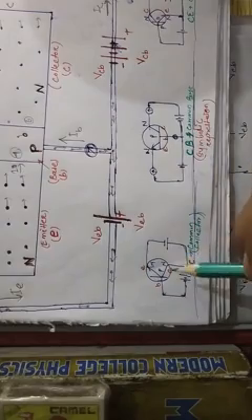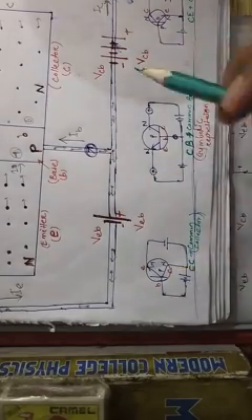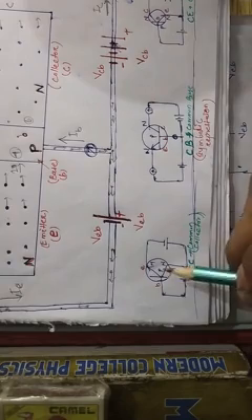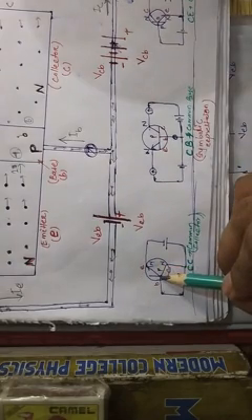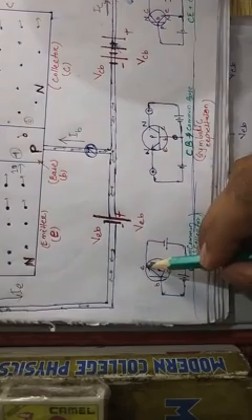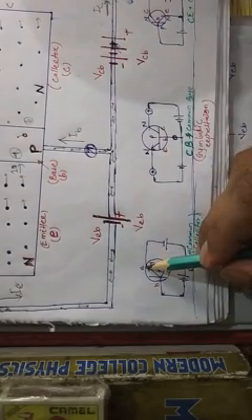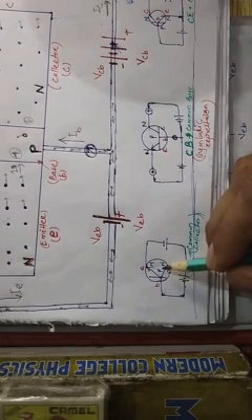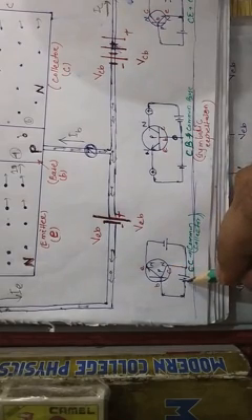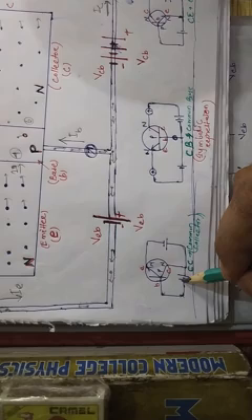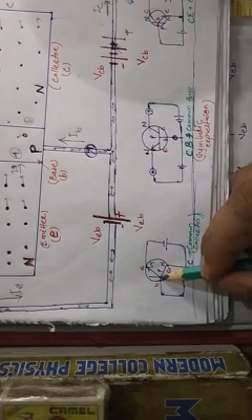Common collector. So in the symbolic representation, we have done the same thing: emitter base has to be forward bias, base and collector has to be reverse bias. See, at emitter base, the negative terminal has been inputted, and the base is the P side. So this is reverse bias. The negative terminal of the battery has been connected to the P side.